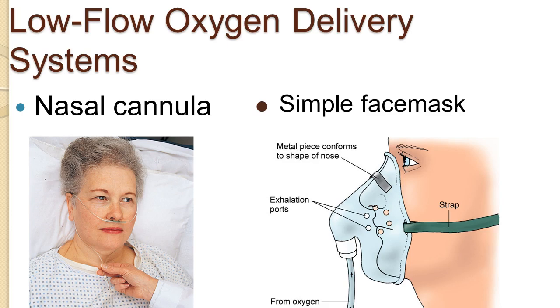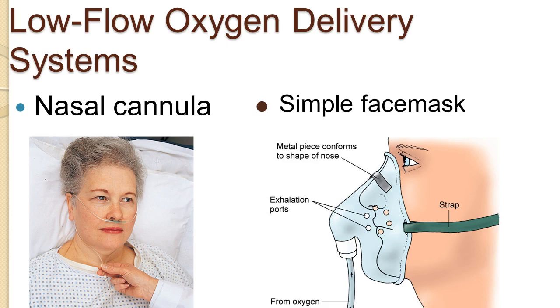Where with high flow, if we say, hey, I want to deliver 50% per Venturi mask, we will give 50%, and it's not dependent on the type of respiratory effort our patients demonstrate. So that's kind of the difference. These low flows provide a certain percentage of oxygen, but we're not always sure our patients are getting that.